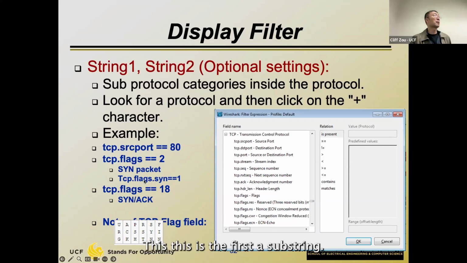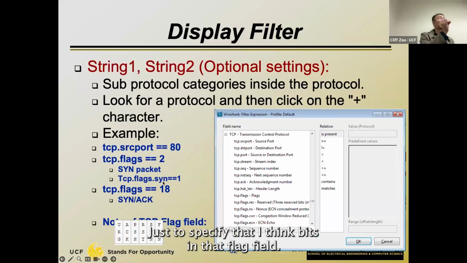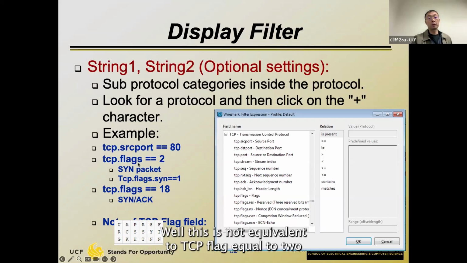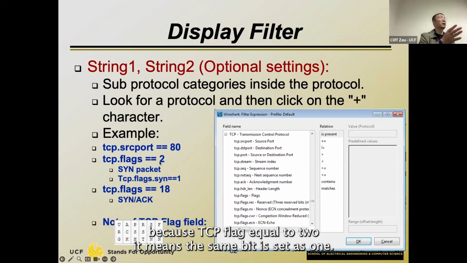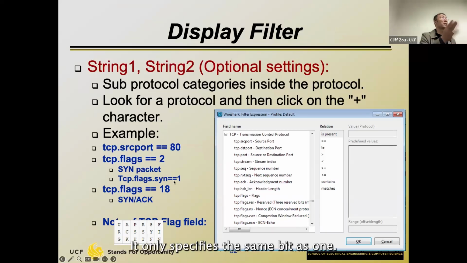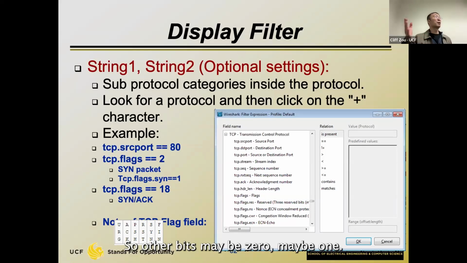This is the first substring, the flag field. This is the second substring, just to specify the SYN bit in that flag field. And if the SYN bit in that flag field is equal to 1, then it is equivalent to TCP flags SYN equal to 1. Well, this is not equivalent to TCP flags equal to 2, because TCP flags equal to 2 means the SYN bit is set as 1 and all the other bits are 0. If you use this display filter, it only specifies the SYN bit is 1. So other bits may be 0, maybe 1.